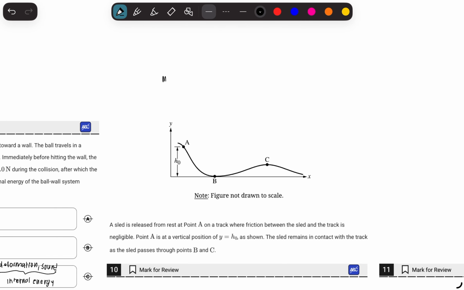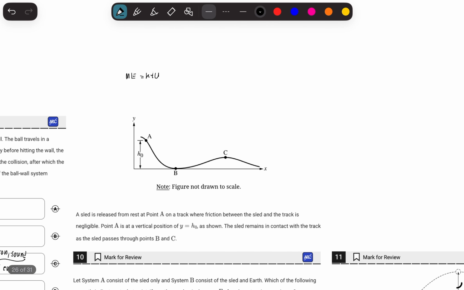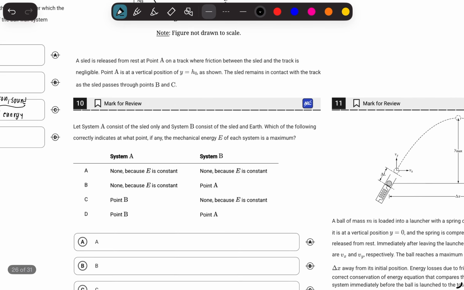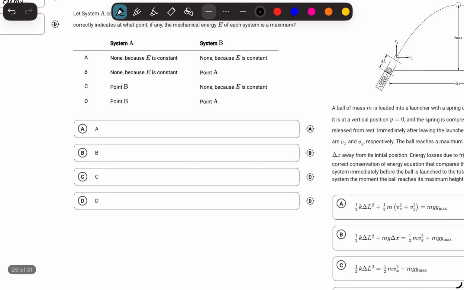Mechanical energy is going to be equal to K plus U, but that's just general. But whatever we include in potential energy is dependent on what our system is. So let's write out what our systems are in detail so we remember.